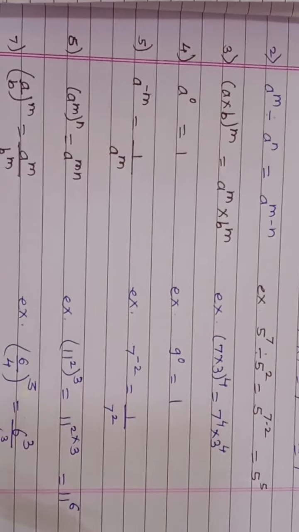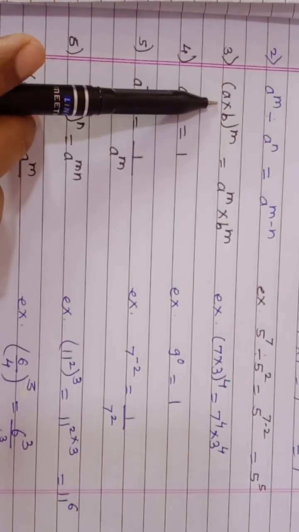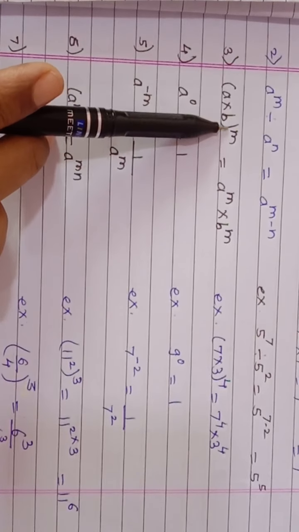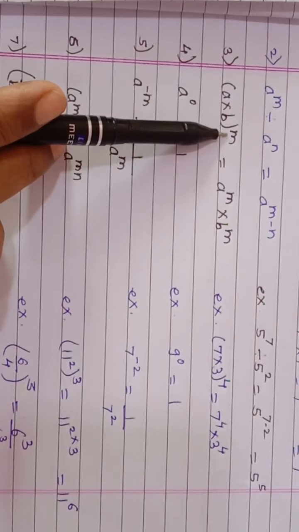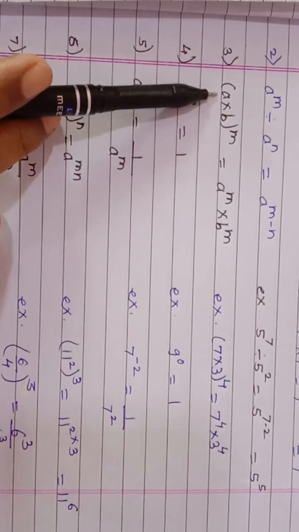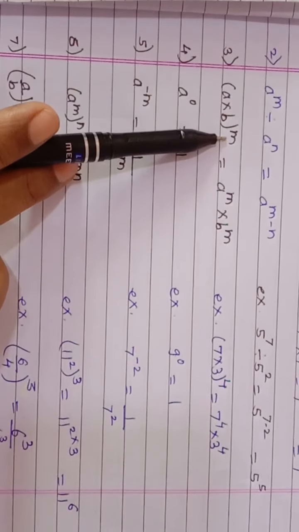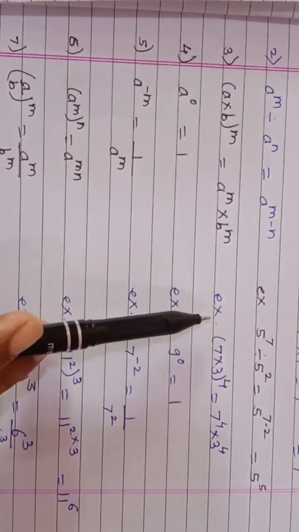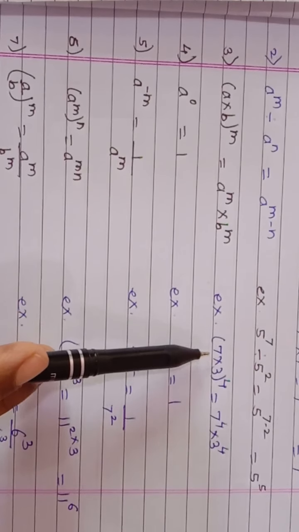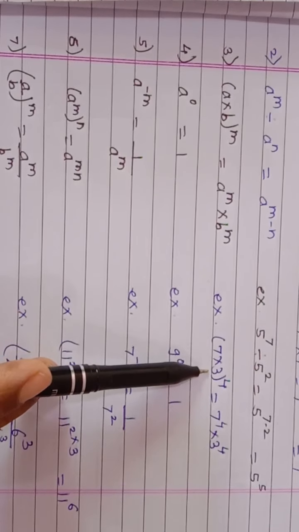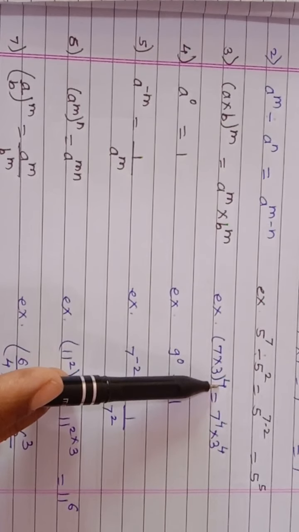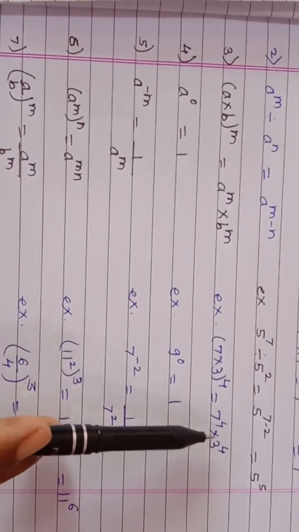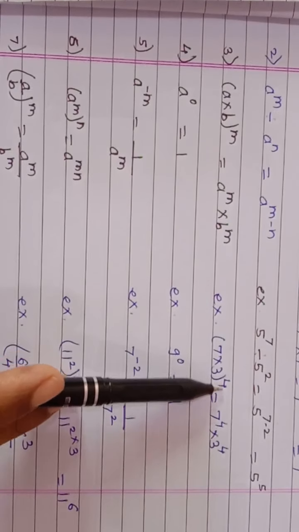थर्ड रूल, in bracket a multiplied by b, bracket raised to m. If the bracket has an index, then the components of the bracket have the same index. Means a raised to m multiplied by b raised to m. For example, in bracket 7 multiplied by 3, bracket raised to 4, means 7 raised to 4 into 3 raised to 4. म्हणजे कंसातल्या संख्यांचा पण घातांक तोच असतो.